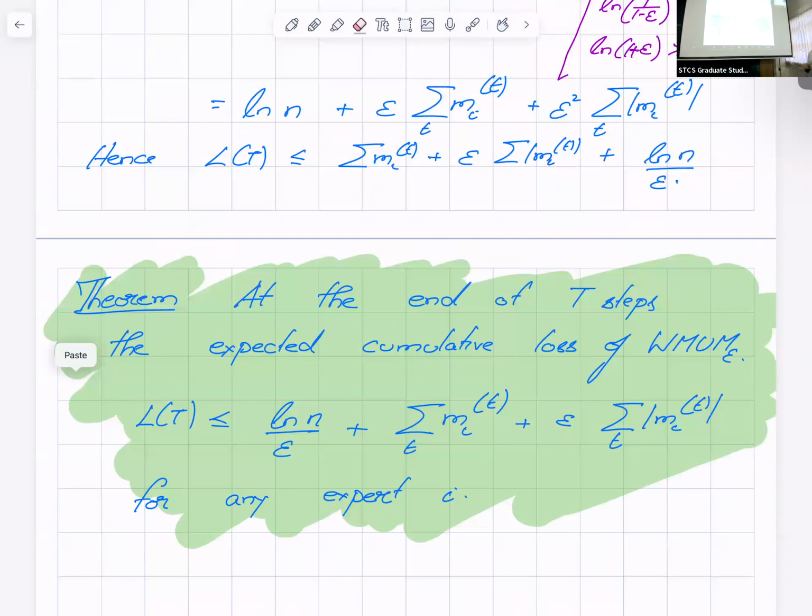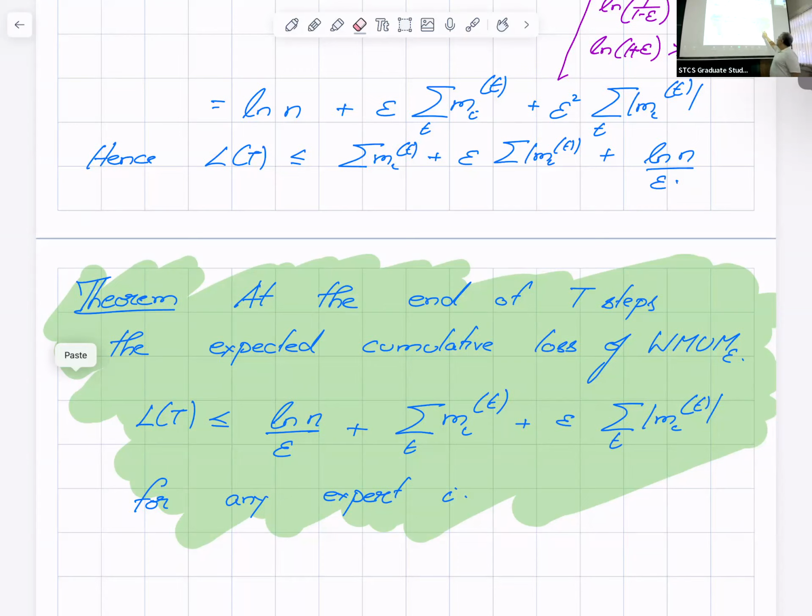That is, at the end of T steps, the expected cumulative loss of the algorithm is at most ln n over epsilon, which is just to find out which expert you're in, the initial loss. Then it's at most the cumulative loss of any single expert, plus epsilon times this extra factor. That was what we had.